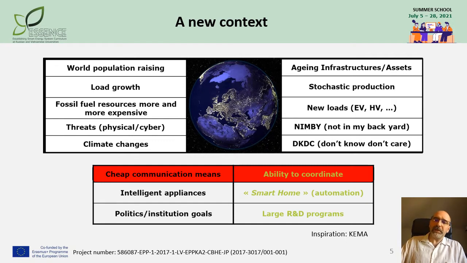But there are some opportunities as well. And the first thing that we'll discuss today is some communication means. We are really able to coordinate the whole smart energy system thanks to, for instance, new intelligent appliances. Let's think about smart homes, for instance, but as well some large R&D programs that are pushed forward thanks to large institutions and different politics.